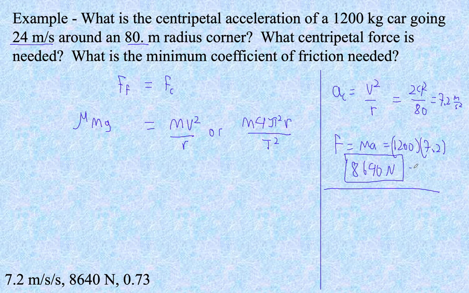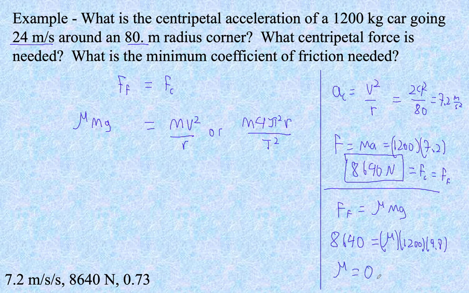Well, we know this is the centripetal force. We also know that that's going to equal the friction force, right? So friction force is mu times m times g, right? And so 8640, which is our centripetal force, that has to be our friction force. And that's going to be mu, which we don't know. But we do know m and g, right? So we know this is 1200, and that's 9.8. Okay, so now if you watch, I'm going to take this 8640, divide by 1200, divide by 9.8, and I get that mu, the coefficient of friction, is 0.73469 or something like that, right? Roughly about 0.73.